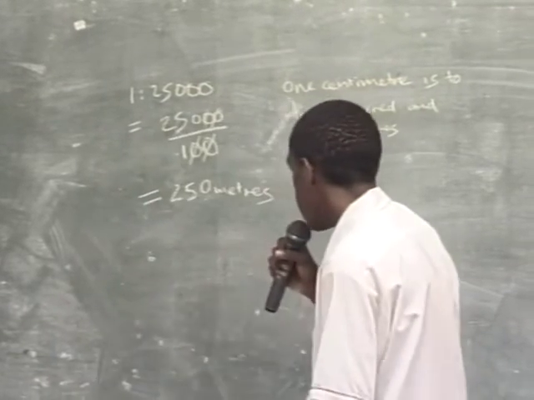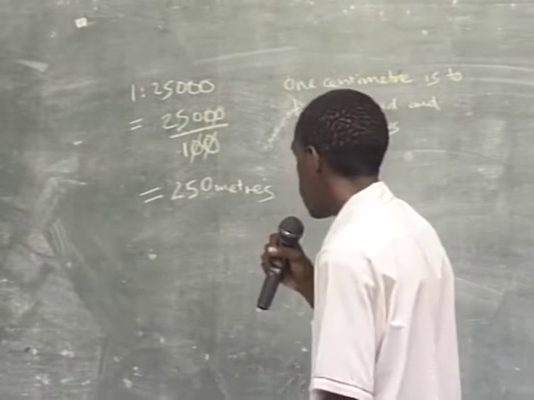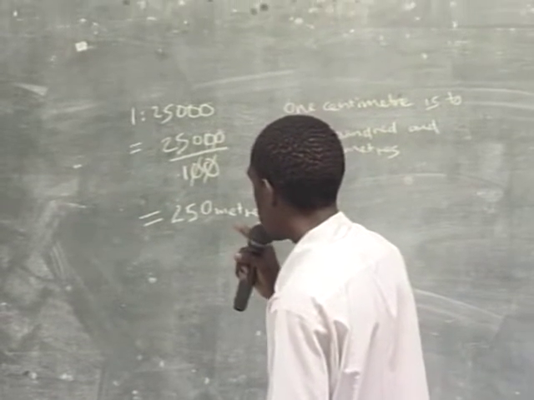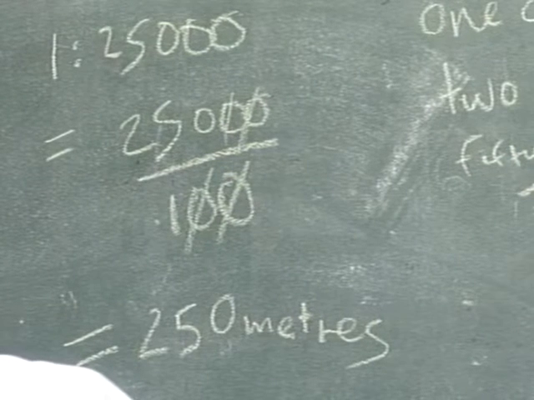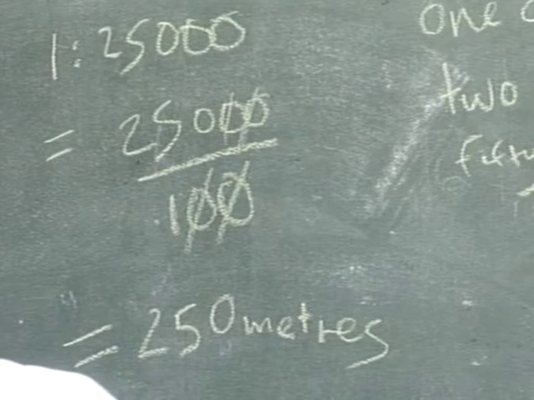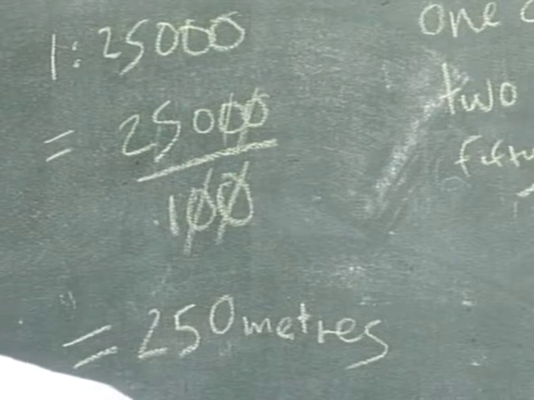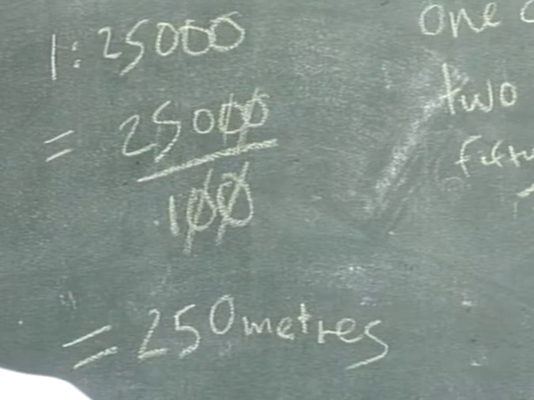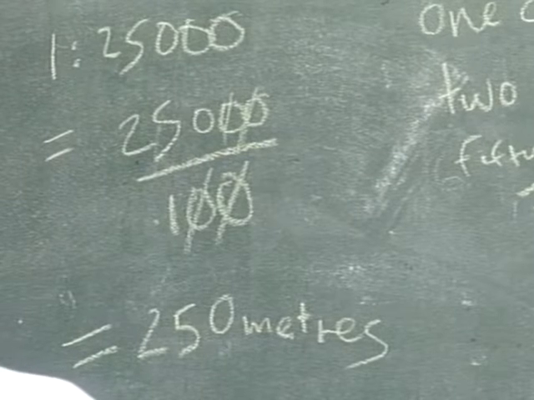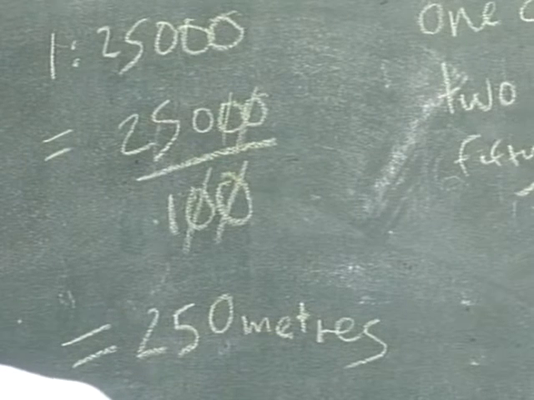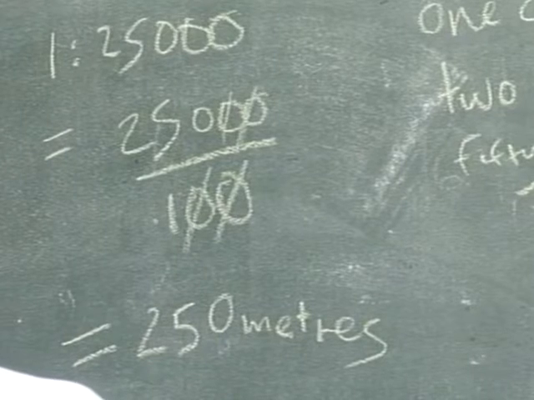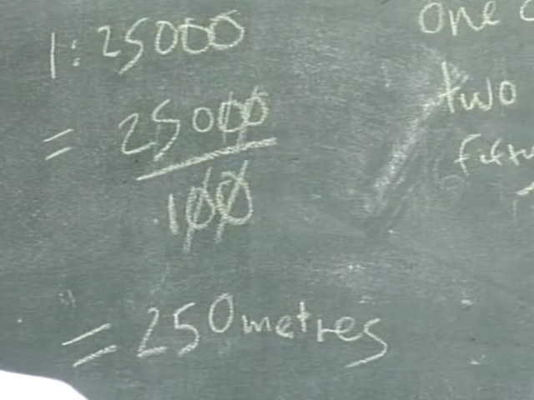How I got my answer is 1 centimeter is to 25,000 centimeters. 25,000 centimeters over 100 centimeters in a meter. Divide that, you get 250 meters.